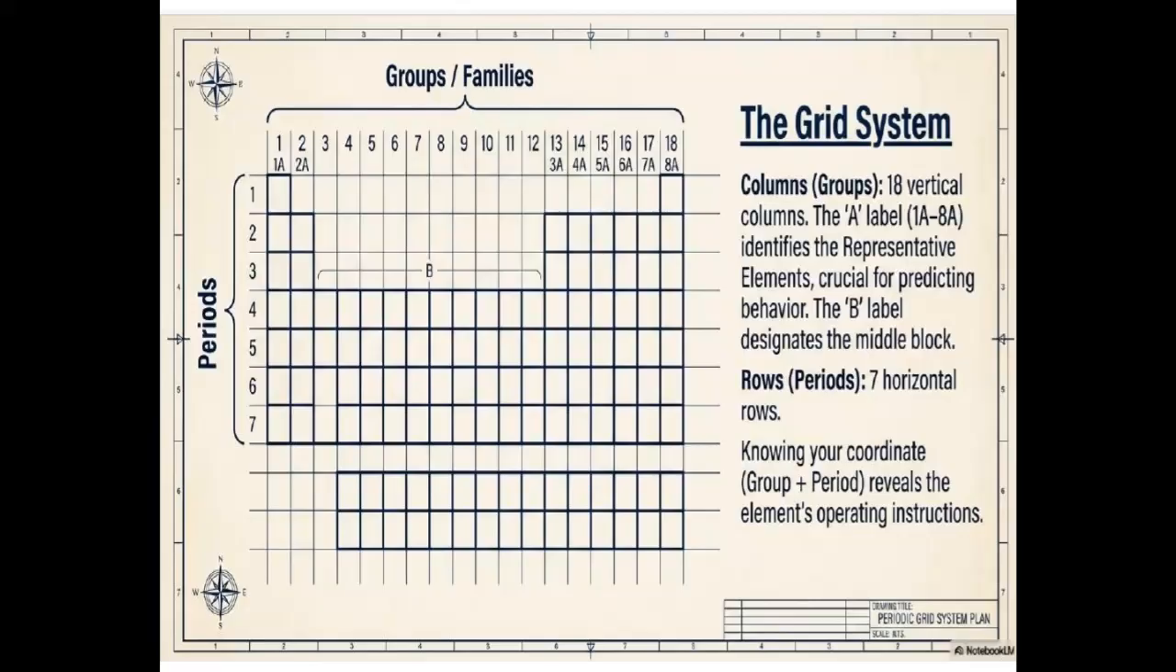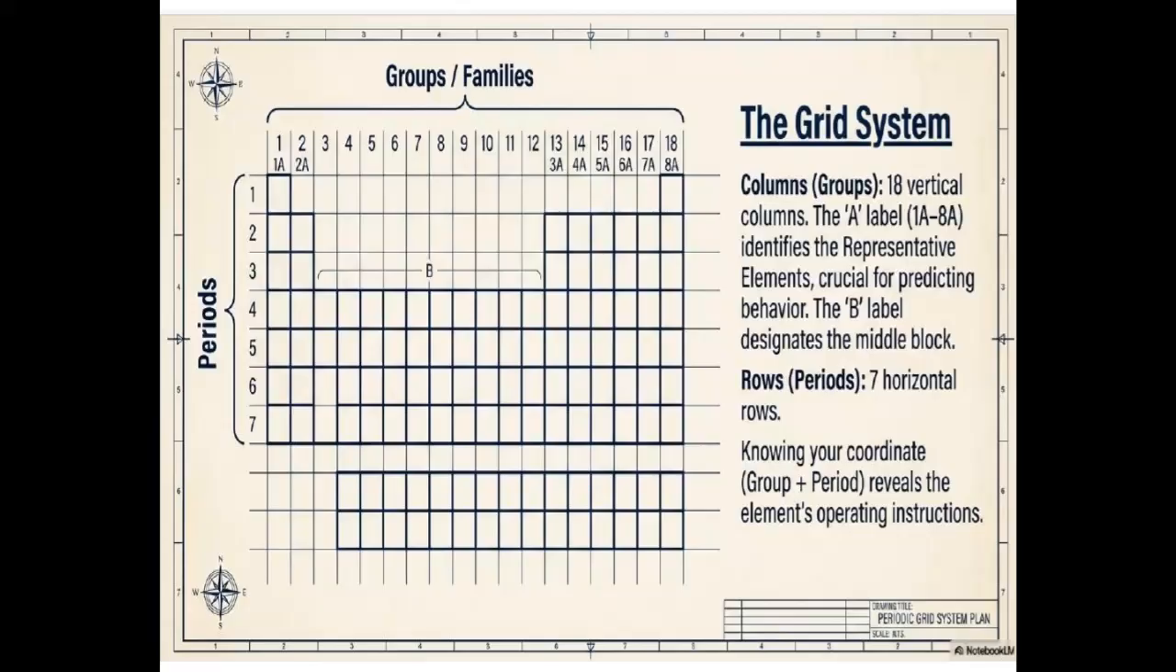So it's like a grid. It's a grid made of groups or families and periods or rows. So your groups are your columns. They go from 1 to 18 if you use that notation because you have 18 columns. But there's a different way of naming those columns, which is used, and if you understand it, it will make things easier. And it's that some of those columns will be labeled A, and some of those columns will be labeled B.